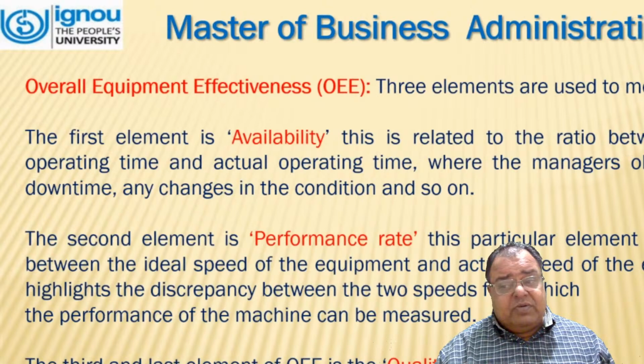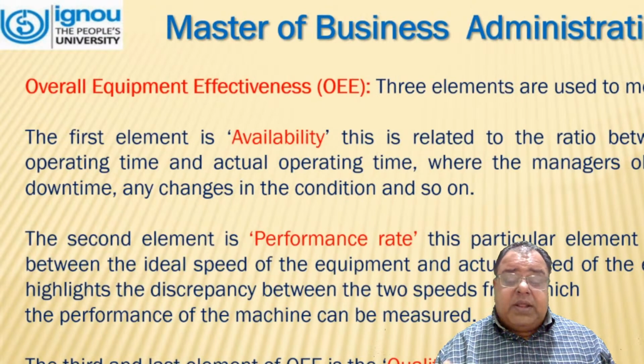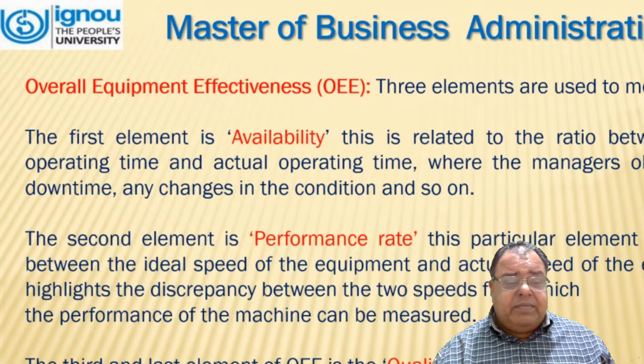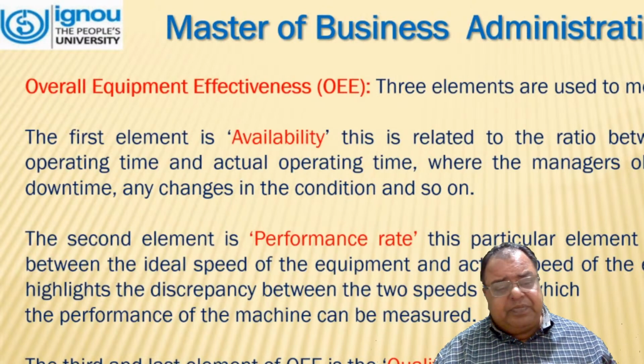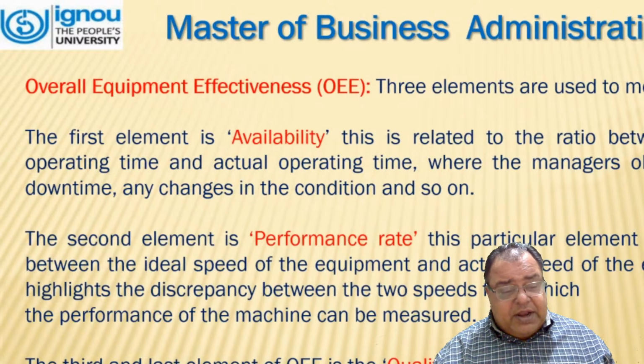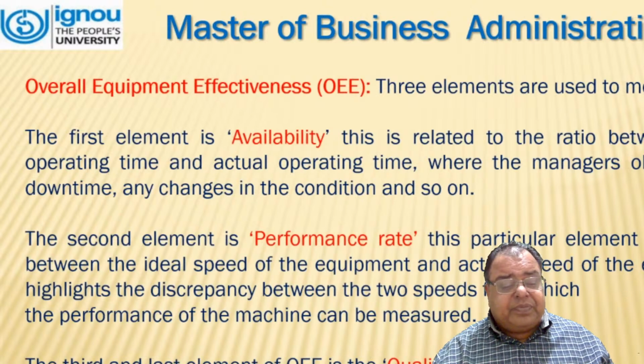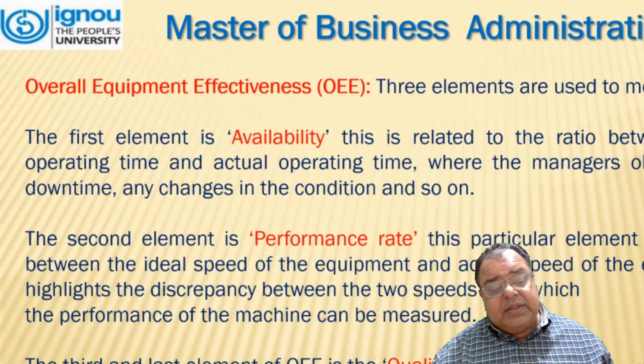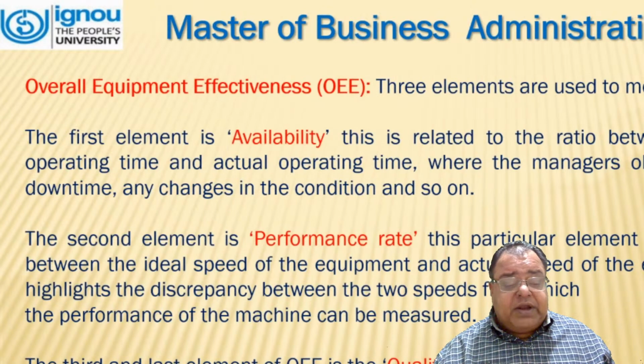This is related to the ratio between the estimated operating time and actual operating time, where the managers observe unnecessary downtime, any changes in the condition, and so on. Second element is performance rate. This particular element measures the ratio between ideal speed of the equipment and actual speed of the equipment, and then highlights the discrepancy between the two speeds from which the performance of the machine can be measured. And the third one is quality rate. This element measures the ratio between the quantity of the defective production and the total quantity of production.